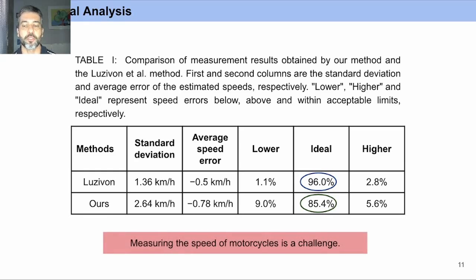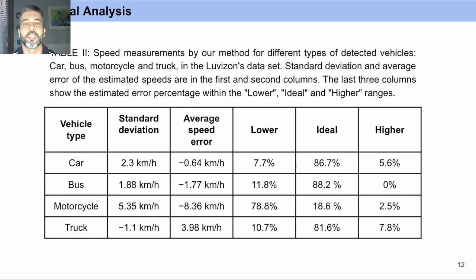Luvizon et al. found difficulties in measuring the speed of motorcycles to generate the ground truth. This was also a challenge in our work. We obtained an average error in the speed measurement of motorcycles of minus 80.36 km per hour, with only 18.64% of the estimated speeds within the ideal error range. The rest of the measurements of the other categories of vehicles, trucks, buses, and cars, obtained rates ranging from 81.6% to 88.2% of estimated speeds within the ideal error range. The lowest rate is for trucks and the highest is for buses.